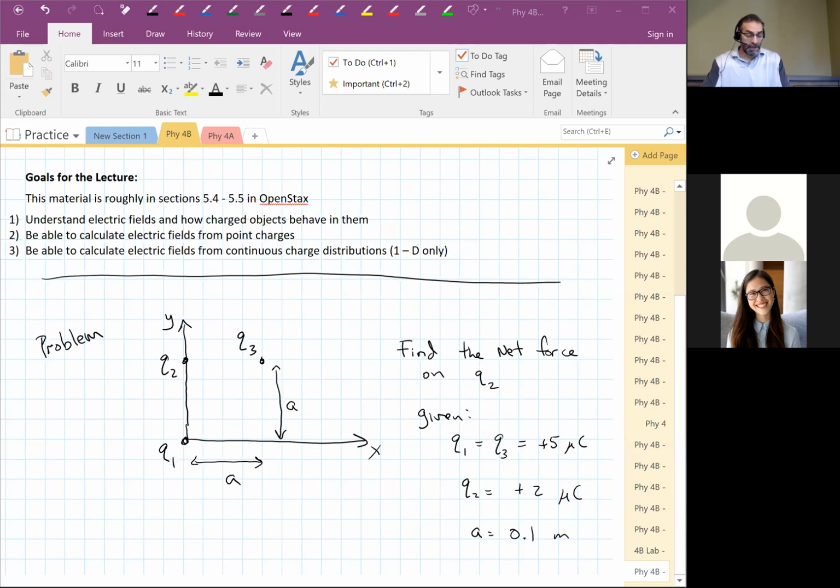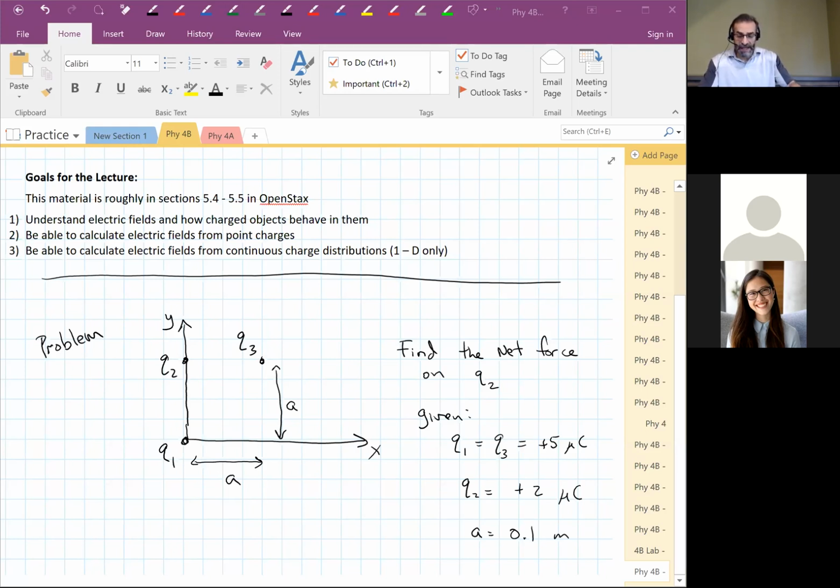Okay, we're going to start with where we left off yesterday. Multiple point charges. We're looking at a force on a charge from multiple point charges and thinking a little bit about where the direction comes into play with these vector quantities.